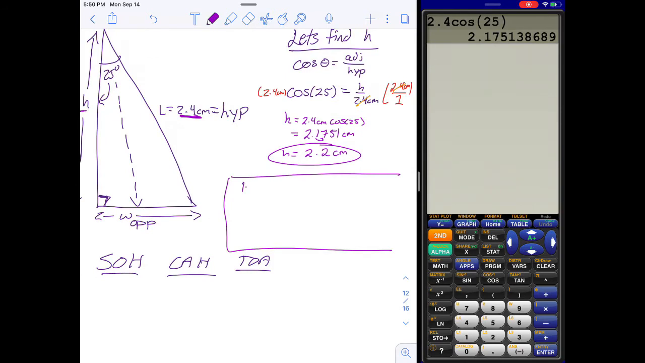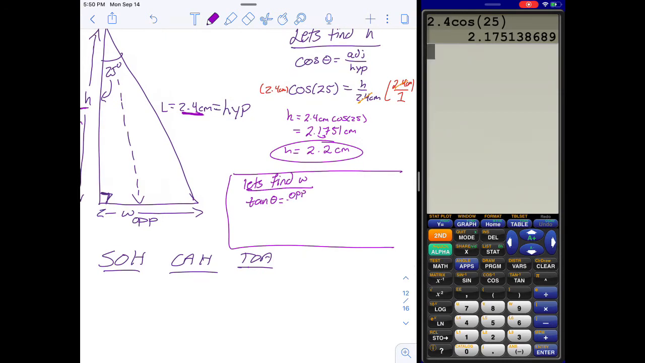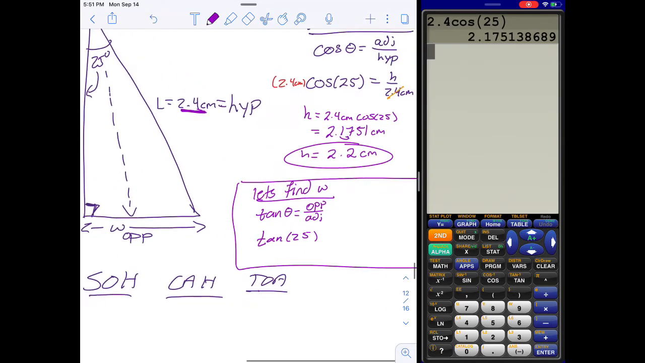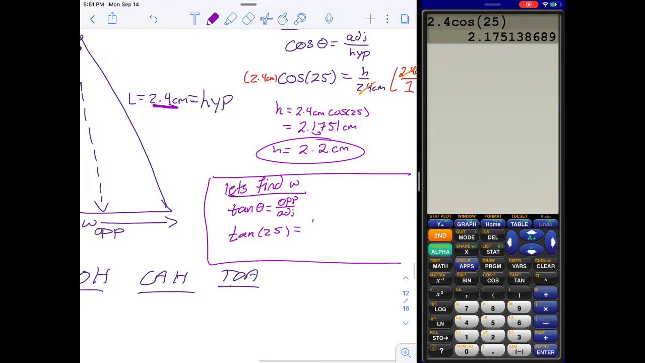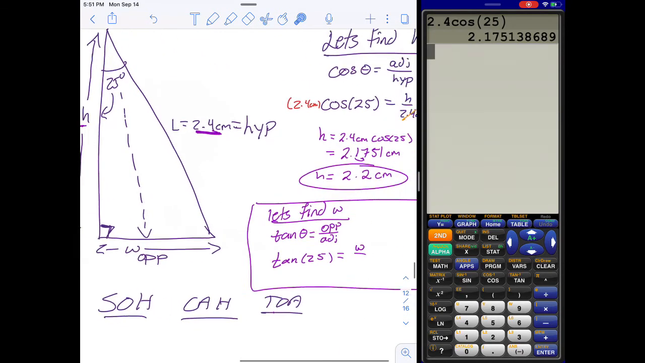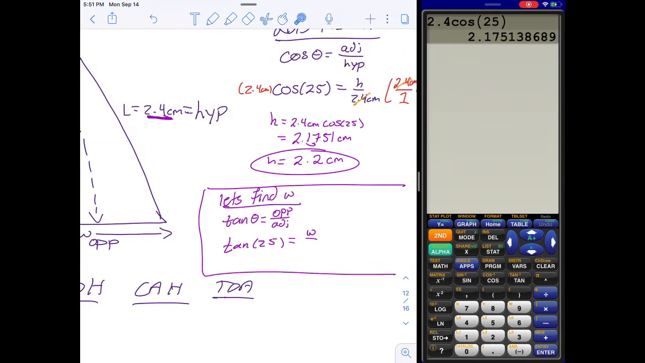So let's find W. And in this case, I'm going to use tan angle equals opposite over adjacent (TOA). Now here we can plug this in as tan 25 equals... And what is the opposite side length? That is W. That's the thing we're looking for. Adjacent is our 2.2.